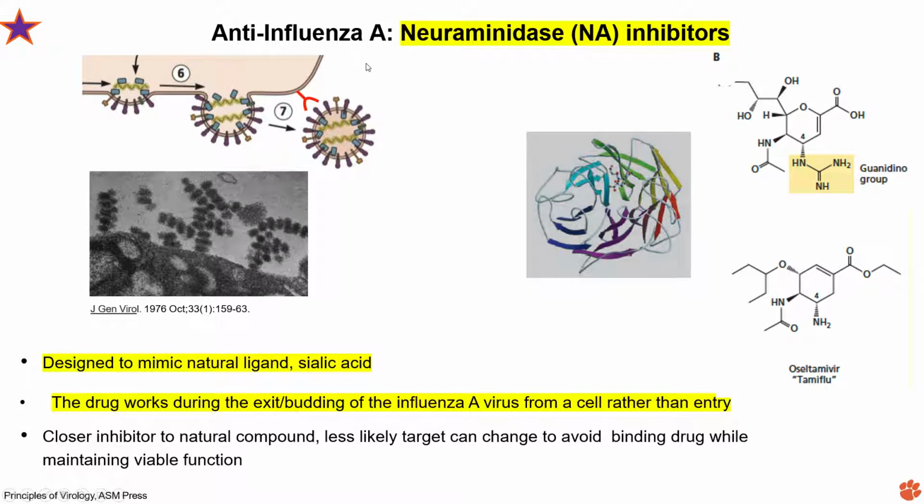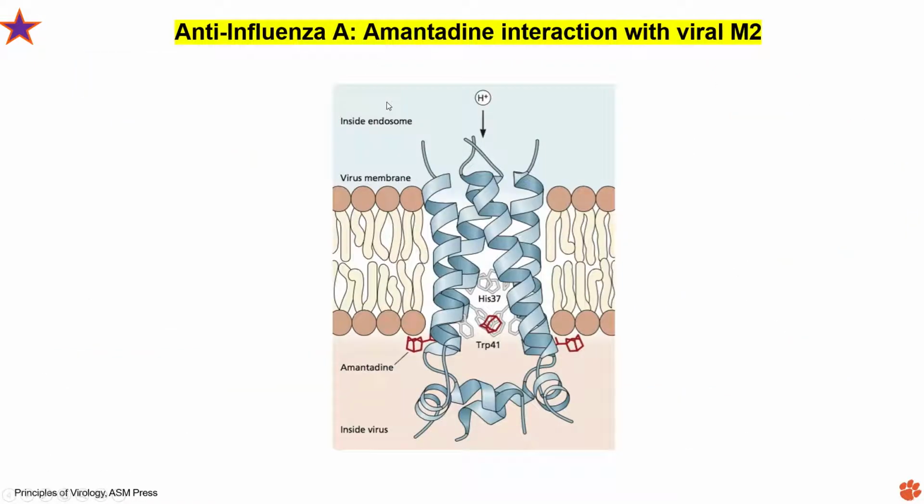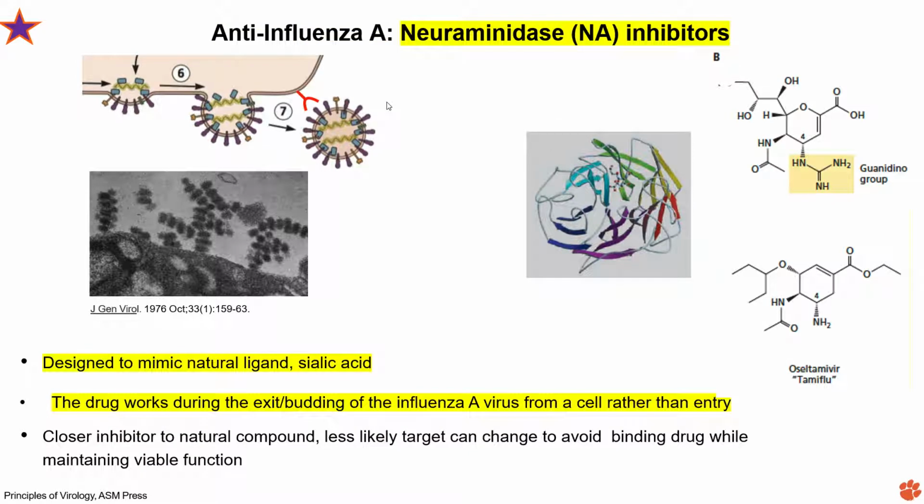Also, if you just look at the top, you can say that this is also influenza A. It doesn't work very well with the influenza B type. So even right here, the age-old amantadine or Flumadine, as well as the Tamiflu, both are influenza A drugs.